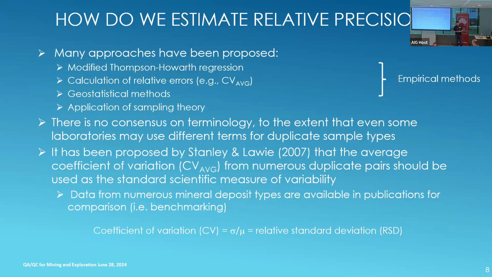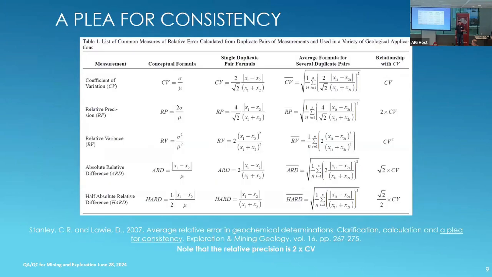And that's really the CV, which is your standard deviation over your mean for whatever it is that you're measuring. It's called the coefficient of variation. And it's related to many of the other measures of variability that you'll see depending on who you're working with and what their background is. The reason we like a CV is it's quite easily relatable to other measures of precision.